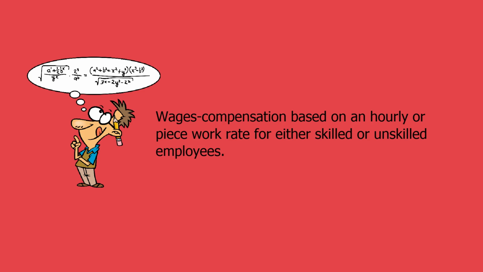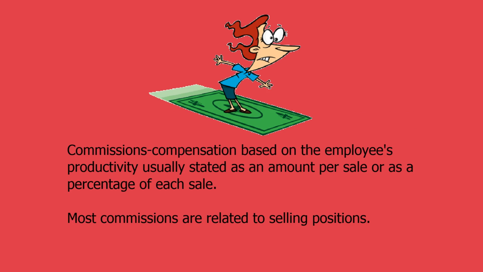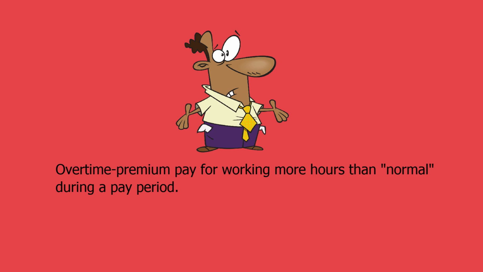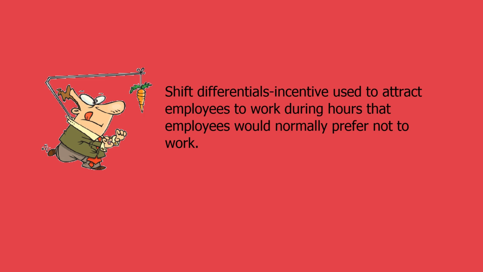Wages: compensation based on an hourly or piece work rate for either skilled or unskilled employees. Commissions: compensation based on the employee's productivity, usually stated as an amount per sale or as a percentage of each sale. Most commissions are related to selling positions. Overtime: premium pay for working more hours than normal during a pay period. Shift differentials: incentive used to attract employees to work during hours that employees would normally prefer not to work.